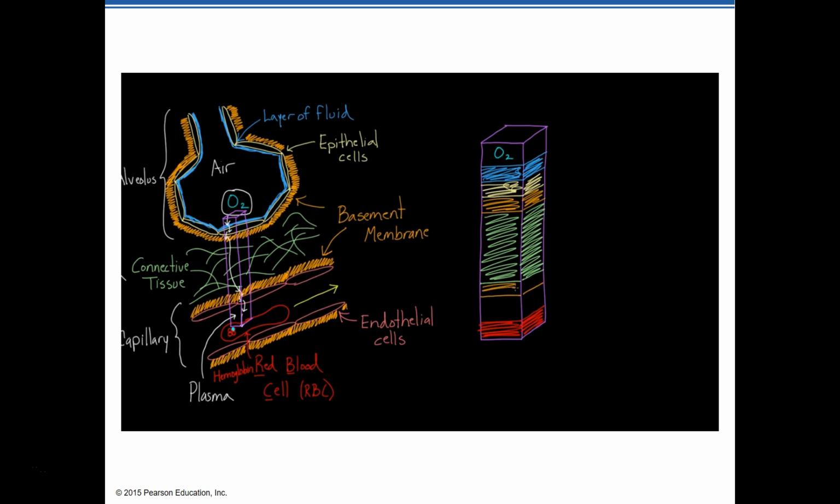Got some more basement membrane here on this side, and this is going to be right before you get to the endothelial cells, right? That was the endothelial layer. This is the cell that offers the capillary walls. And then we've got some plasma, we said. The oxygen has to get through some plasma, and finally is going to get into the red blood cell.